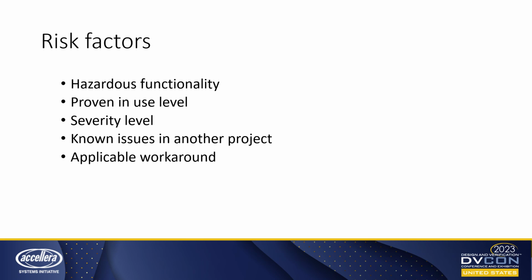Another thing is known issues in another project. If a specific issue happened in another project, it can also happen in this project, and we have to check and verify that issue on our current project, because our integration or design engineers can make the same mistake in our project.